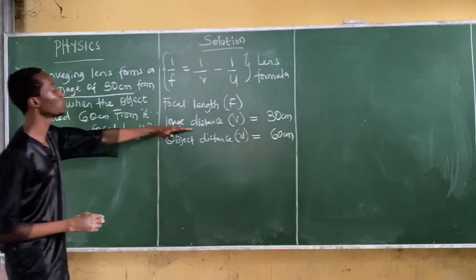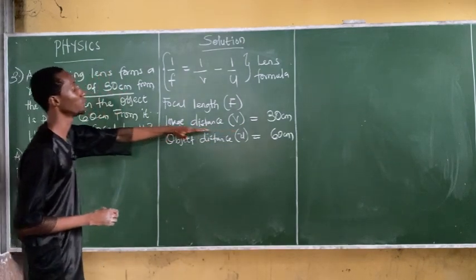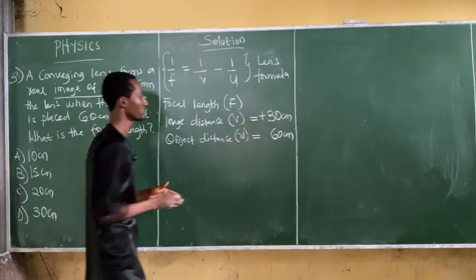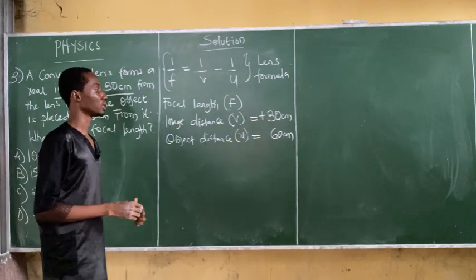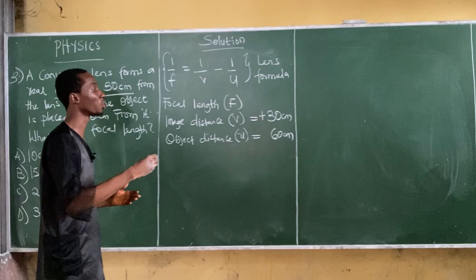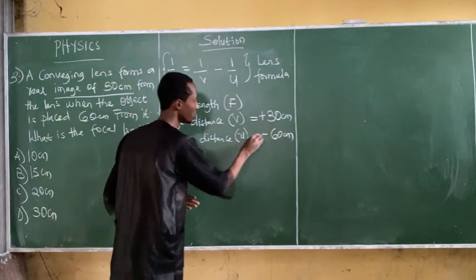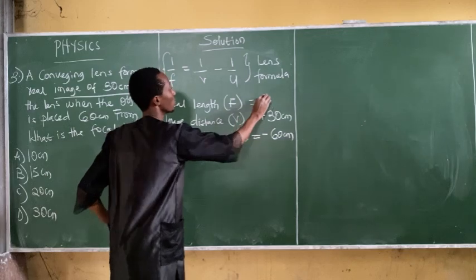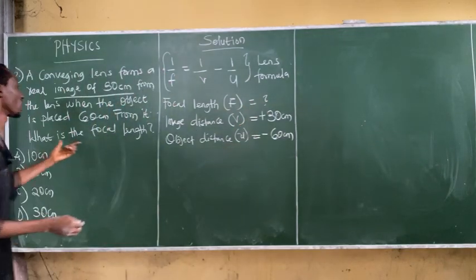Now, this is the real image. This is the real image formed at the right. It is positive. Now, the object distance is the image formed on the left side, so this is negative. If we input this, the focal length is unknown. They say we should find the focal length.